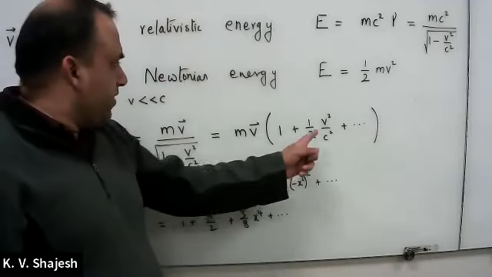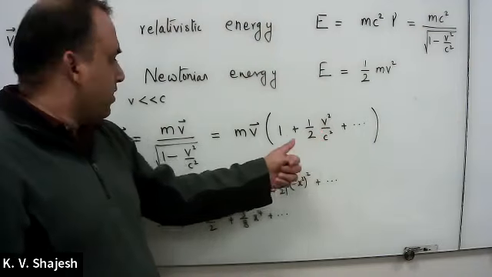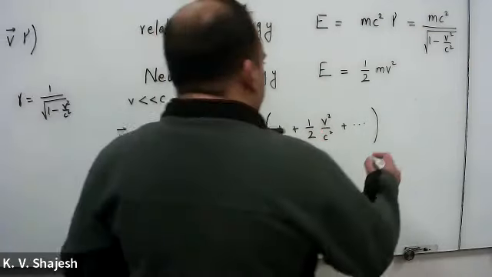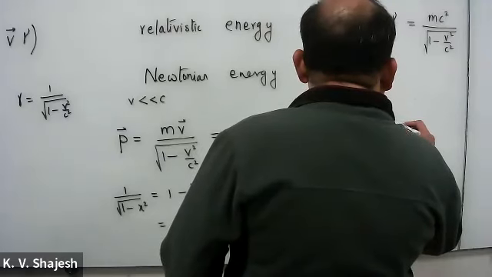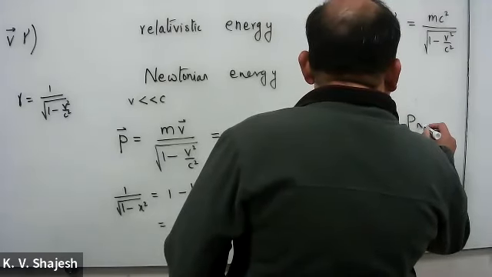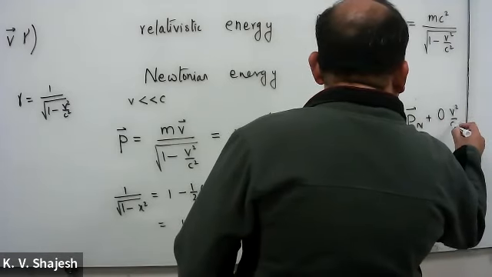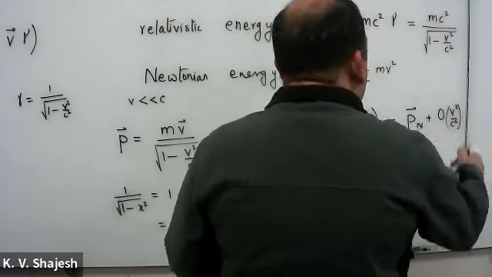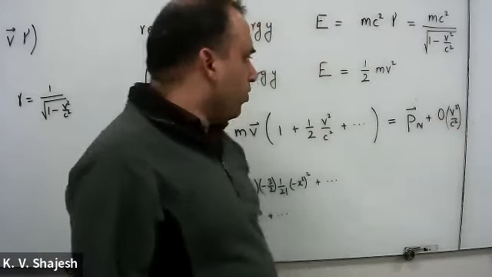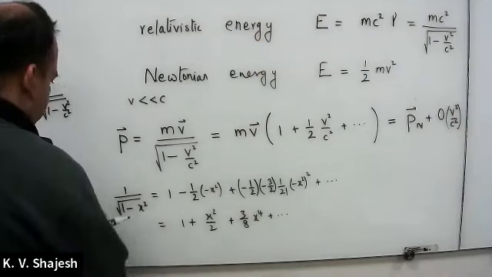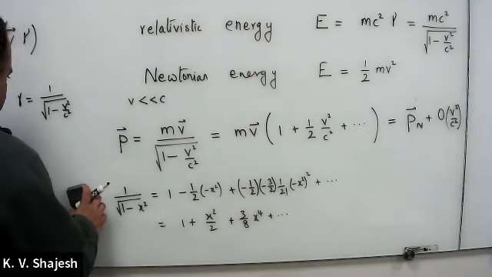And you indeed get that if I neglect this, I get mv, which is your Newtonian p, plus order p squared over c squared. This means I have neglected p squared over c squared terms. So I think I'm going to erase this.